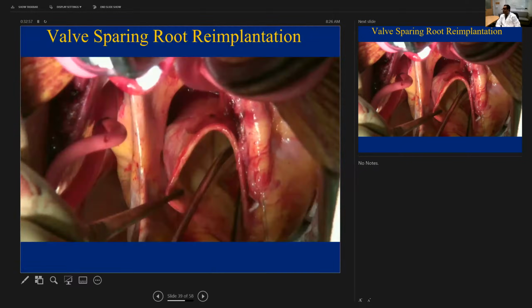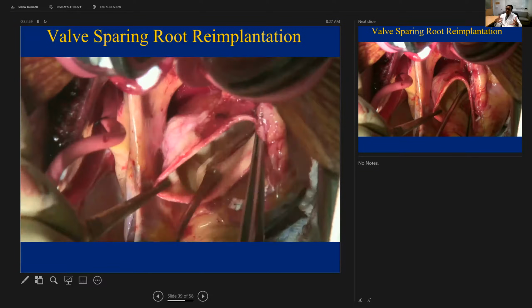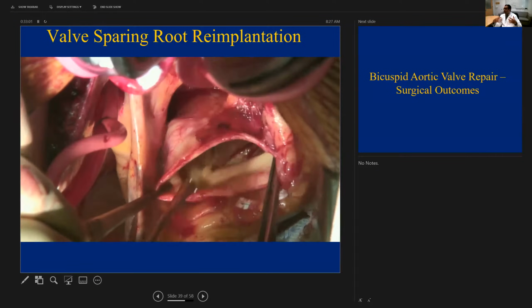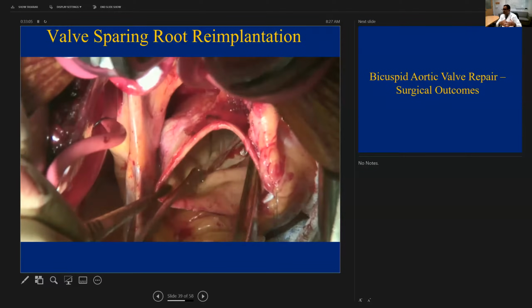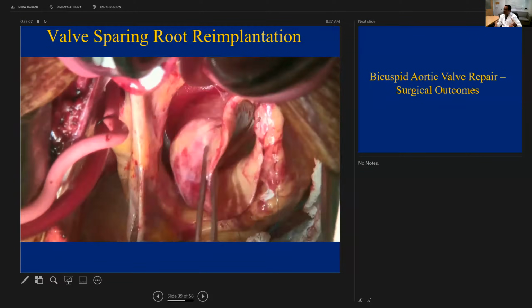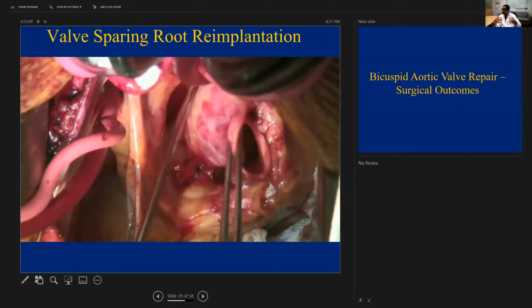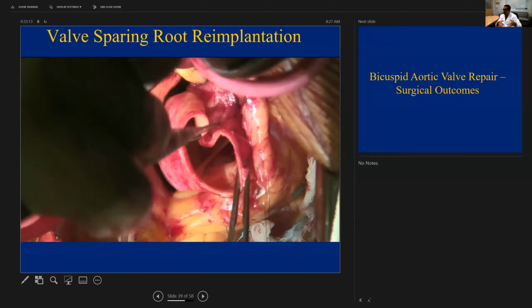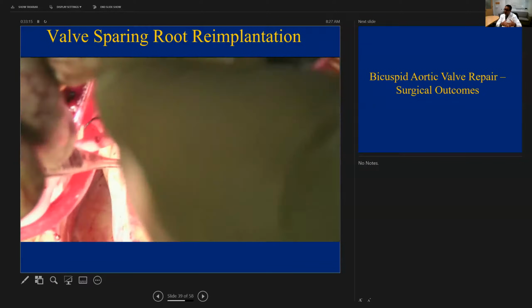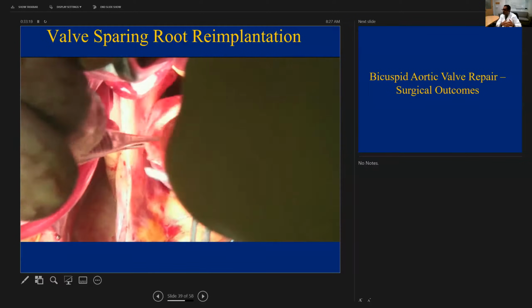I'm going to briefly go through the root reimplantation procedure, which is the third root annular reduction procedure with root stabilization procedure. This is for bicuspid aortic valve insufficiency with aortic root aneurysm. So you not only have to address the bicuspid valve, repair it, but you're going to reimplant it because this root needs to be resected.